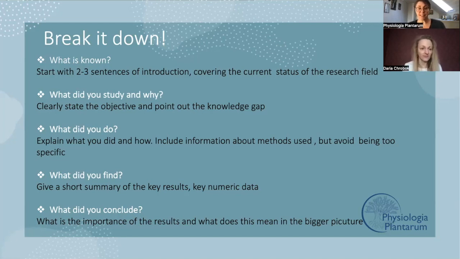So the last part is then to answer the question, what did you conclude? So the importance of the results. And also, I really enjoy when people put this in a bigger context, like some future perspective, like how is this important and where do we go from here, basically. Yeah, I also like this.